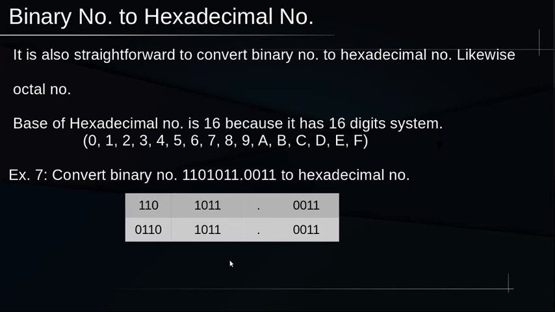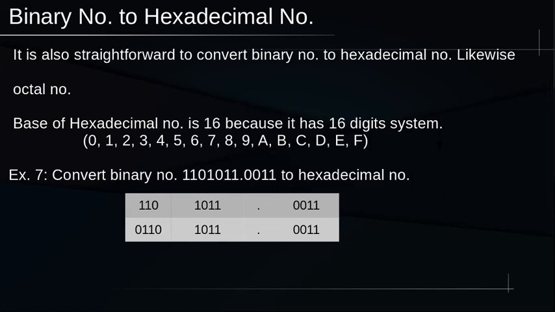And now we will see the hexadecimal number. It is also straightforward to convert binary number to hexadecimal number, likewise octal number. Base of hexadecimal number is 16 because it has 16 digit system. 0, 1, 2, 3, 4, 5, 6, 7, 8, 9, and then A, B, C, D, E, F. It has 16 digits. Therefore, the base value is 16.